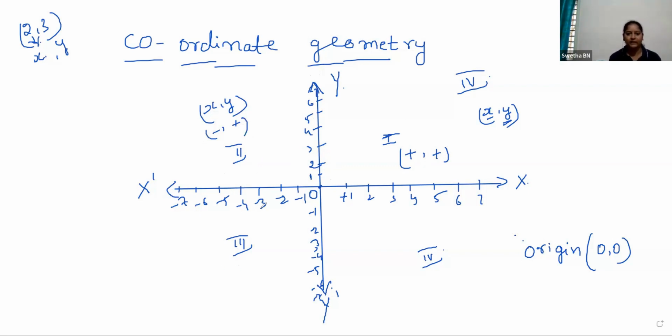Now come to the third quadrant. What is x here? Minus. What about y? Negative. Both are minus sign. Here, x is positive and y is negative. See, all are different here. It is plus plus in the first quadrant and minus minus in the third. In the second quadrant, x is minus, y is plus. Here, x is plus, y is minus. Okay.